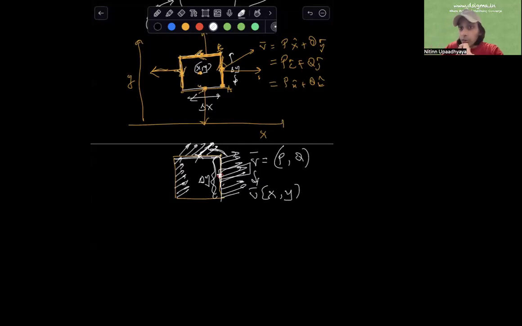Remember the word tiny. If it's a big segment, it's a finite line segment, you'll have to make several such arrows. But for a tiny segment, we're going to make one representative arrow for that vector field. And hopefully this idea is clear.